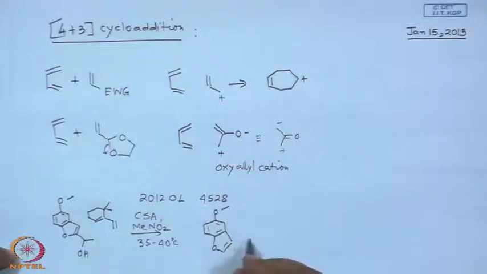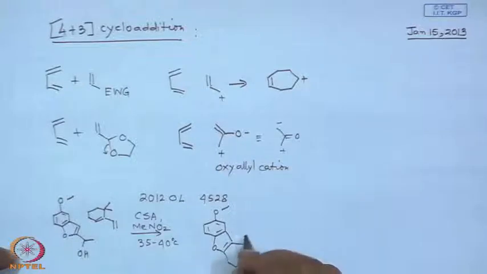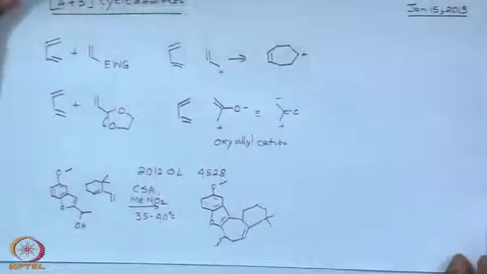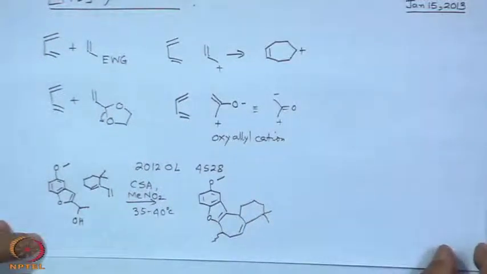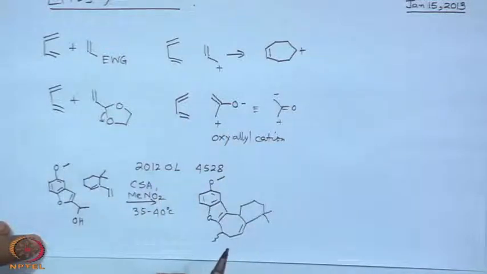You get a 7-membered ring, and then the cyclohexane gets fused, and this double bond, and then this methyl group here. Okay. So, mechanistically you do not have to go through these 4+3 cycloaddition reactions.